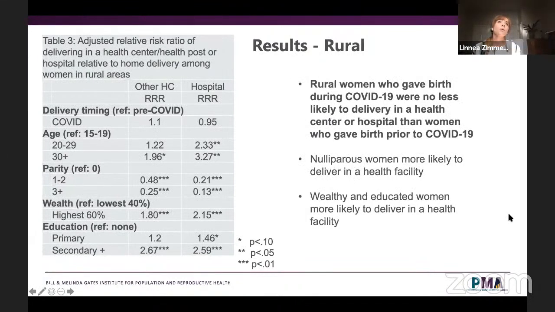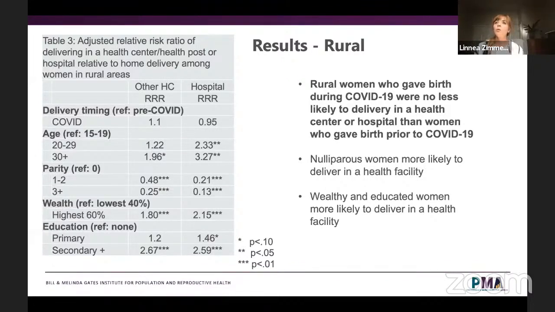When we look at the rural relationships, we actually don't see any change pre and post COVID. And this is not terribly surprising. As I said, the majority of restrictions and the majority of the impact of COVID-19 has been felt in urban areas, and predominantly in Addis Ababa. So what we see here is that at least by June, there were not major changes in the percentages of women who are delivering at home versus health center versus hospital.